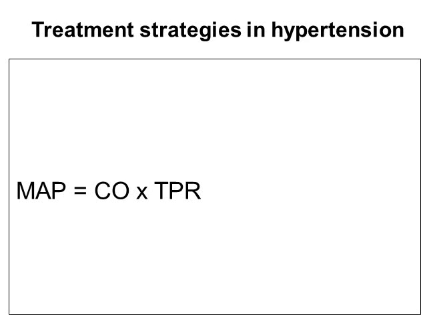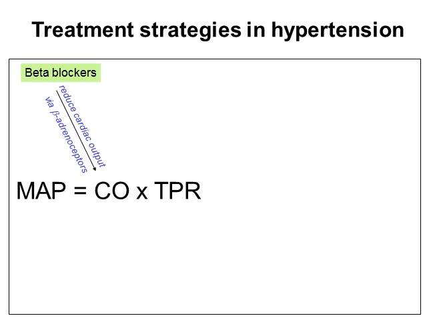Treatment strategies in hypertension are varied. Remember that key equation from before: mean arterial pressure is cardiac output multiplied by total peripheral resistance. So first of all, we can use beta blockers, which reduce the cardiac output via the beta adrenoreceptors. Secondly, we could use diuretics. These work to reduce the blood volume. Question mark by the kidney, this is actually an incorrect assumption, but we do manage to reduce the blood volume.